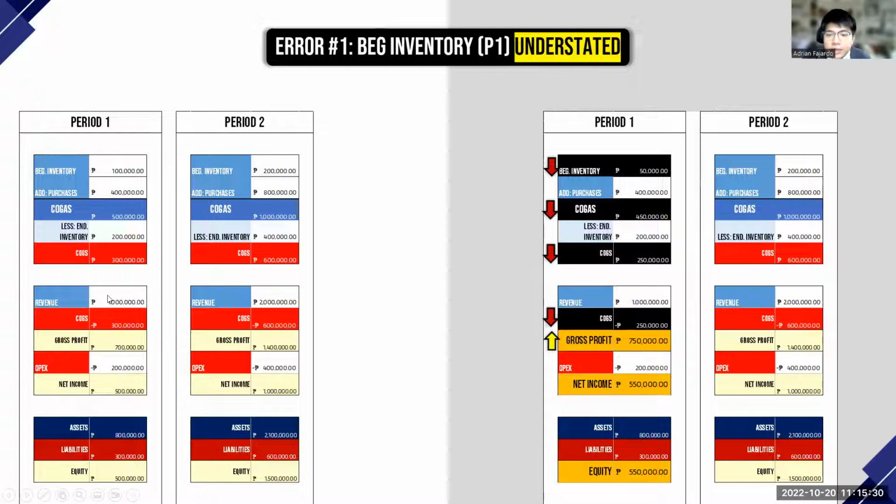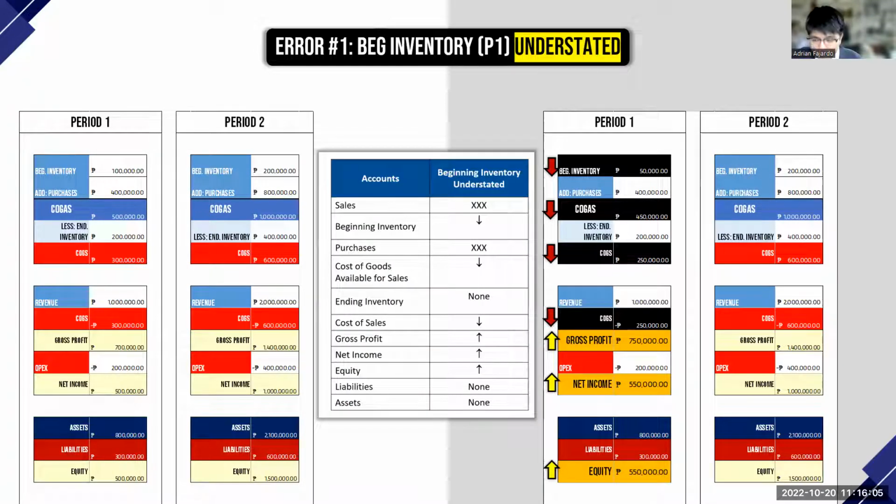Right? Because say you have 1 million in revenue, the correct COGS is 300,000, but our COGS is at 250,000. So therefore, our gross profit is higher than what it should have been. And then net income will also be higher. And then finally, our equity will be higher because the net income is higher. So this is a more practical standpoint. Now, the good thing about beginning inventory is that it does not affect the next period. The error is contained within period 1. So this is a summary of the effects of a beginning inventory understated.